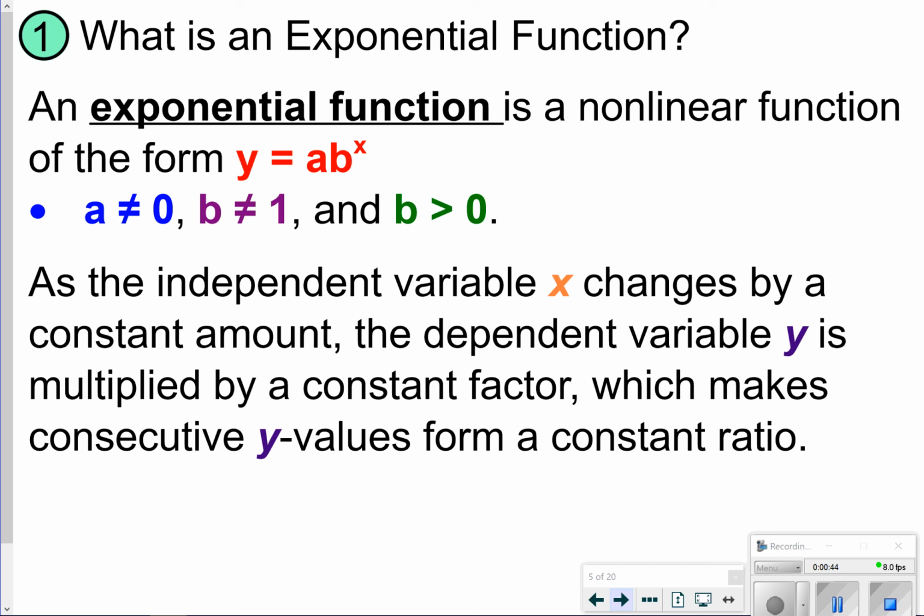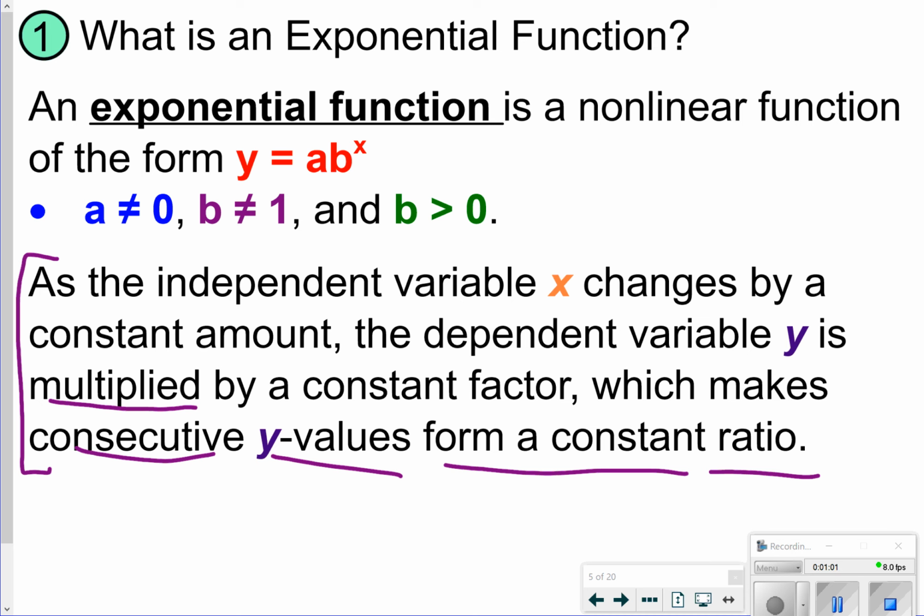And then another thing to consider is how it changes. As the independent variable x changes by a constant amount, the dependent variable y is multiplied by a constant factor, which makes consecutive y values form a constant ratio. Let's take a moment to write this down. I know it's a lot, but it's very important that you write it all down. So let's pause here for number 1, write down what you see on the board, and then once you're done, click play so you can see how it's done.